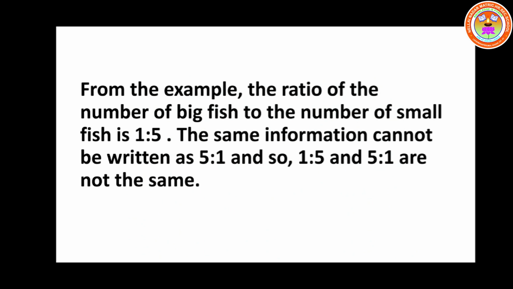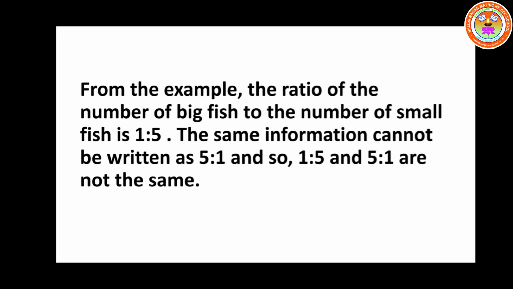The same information cannot be written as 5:1 because how many small fish are there? 5. How many big fish are there? 1. So according to your question, you write 1:5, not 5:1. And so 1:5 and 5:1 are not the same. Do you understand the difference between the two? 5:1 is different, 1:5 is different. So from the above example, the ratio of the number of big fish to the number of small fish is 1:5. The same information cannot be written as 5:1, and so 1:5 and 5:1 are not the same.